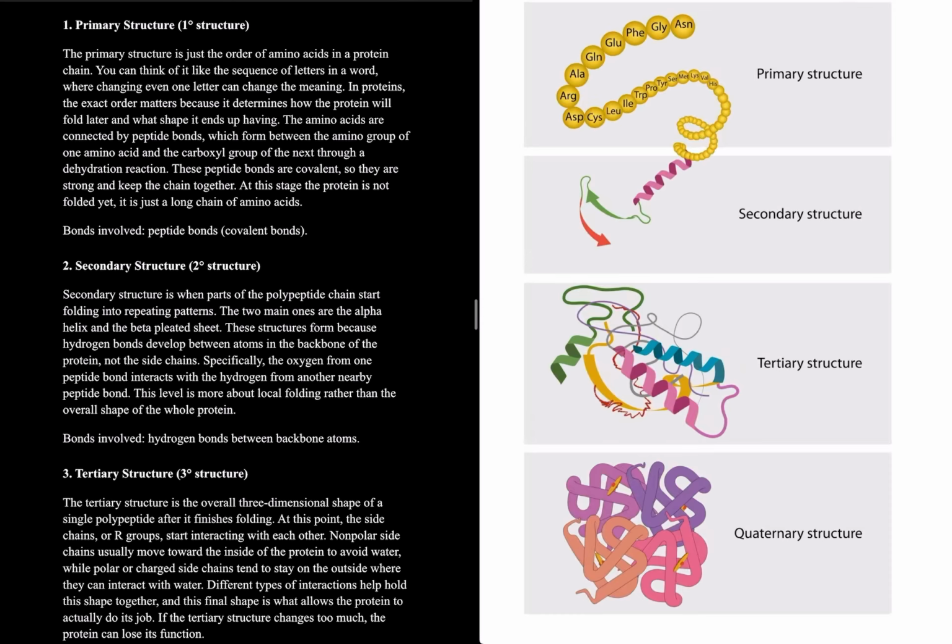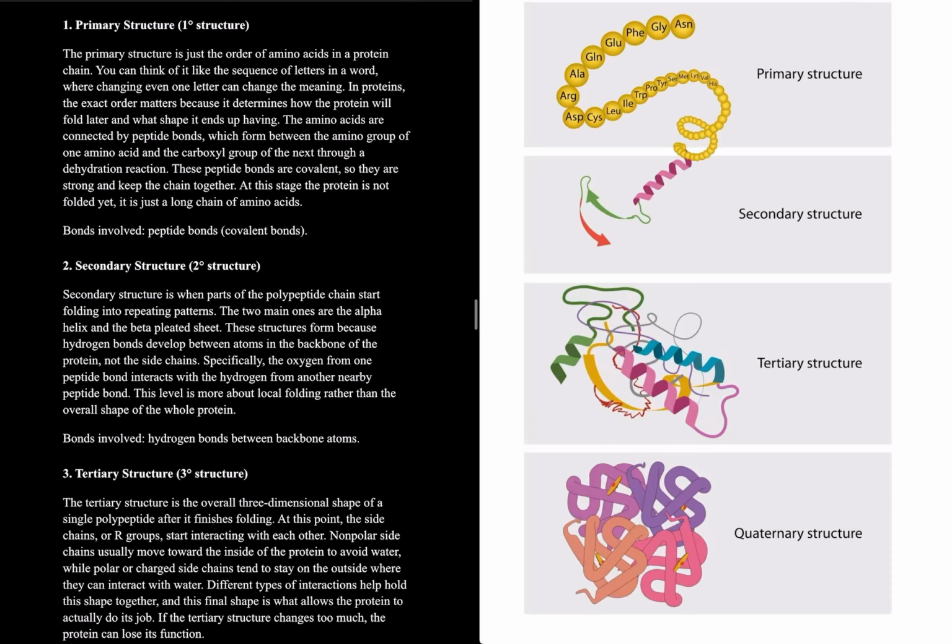each level. Starting with the primary structure, this is basically just the sequence of amino acids in a protein chain. I like to think of it kind of like letters in a word because changing even one amino acid can completely change the protein later on. The amino acids are connected by peptide bonds, which are covalent bonds, so they're strong and help hold the chain together. At this point, the protein hasn't folded yet, and it's just a straight chain.